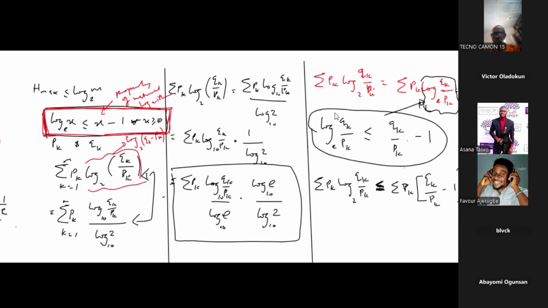Yes, sir. Now, if this is clear, it means that p sub k can open up this bracket such that we now have less than or equal to sigma. This will truncate this. That will be q sub k minus p sub k times log e base 2. Hope that is clear. Yes, sir.